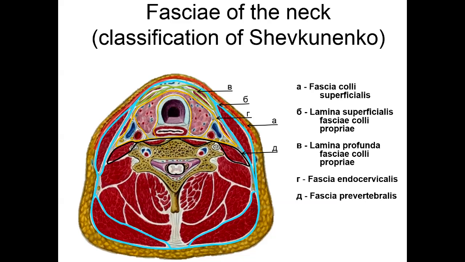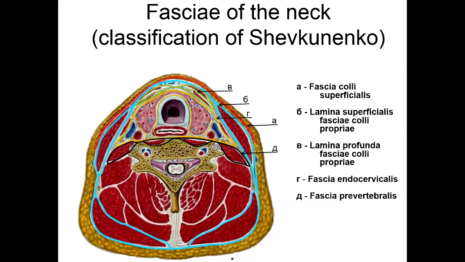You can distinguish here musculus longus colli, musculi scaleni, and they are covered by this black lamina, which designates fascia prevertebralis. So all these 5 fascial laminae we can find on this picture.